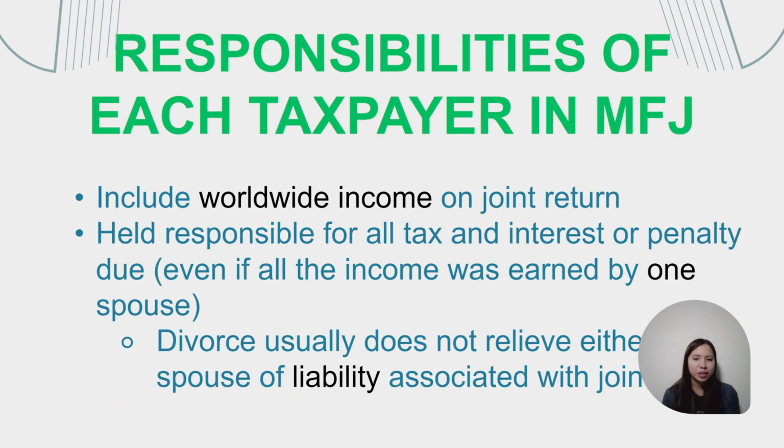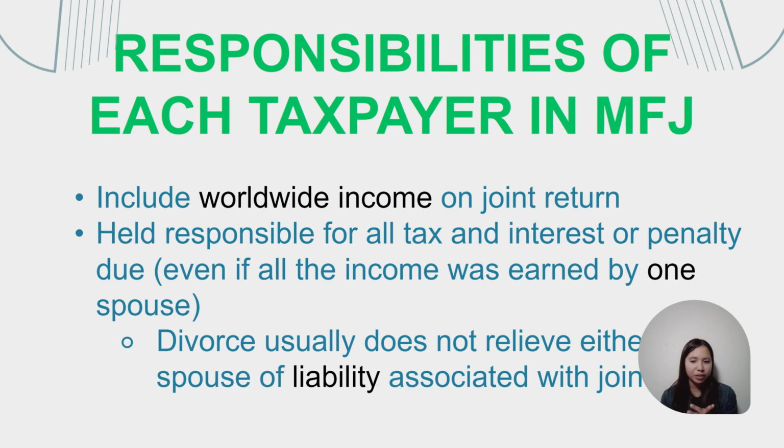Some of the responsibilities of each taxpayer in married filing jointly are that all worldwide income must be included on the joint return. The thing about the filing status of married filing jointly is that essentially you're combining two tax returns, meaning that all debt is shared by the husband and wife, or the two married people, wife and wife, husband and husband, and all income is shared by them as well. So when you're married filing jointly, you are a joint entity.